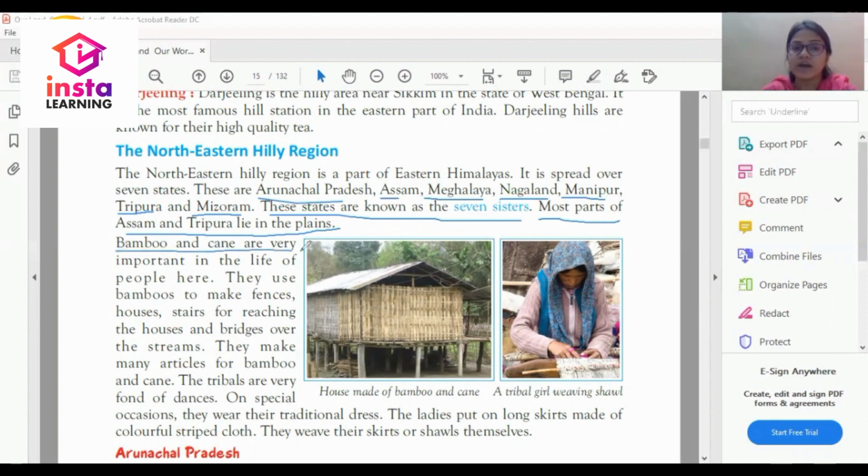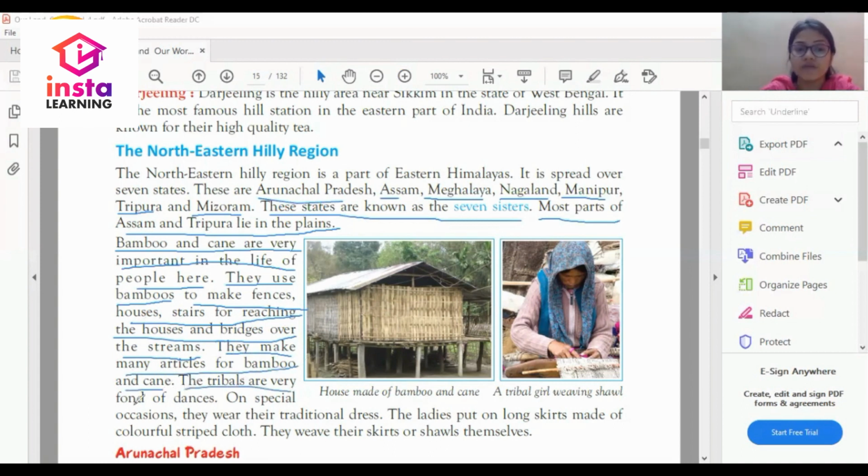Bamboo and cane are very important in the life of people here. तो bamboo and cane जो है वो यहाँ के लोगों की लाइफ के लिए बहुत इम्पोर्टेंट है. क्यों इम्पोर्टेंट है? Because they use bamboo to make fences, houses, stairs for reaching the house and bridges over the streams. That's why bamboo and cane are very important for those people. They make many articles from bamboo and cane.